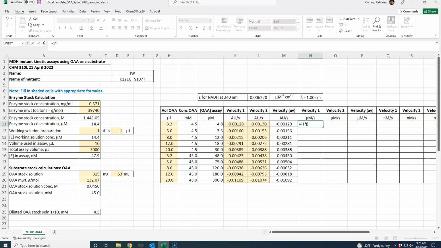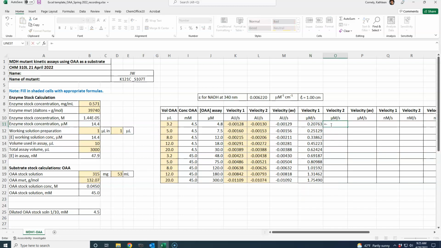So the next thing I want to do is, I have the extinction coefficient for NADH in micromolar. Using Beer's law, I'll take the absorbance divided by the extinction coefficient, and I don't have to worry about the path length because that's equal to 1. Then I get the velocity in micromolar per second instead of absorbance units per second. I'm going to want to copy that too, so I'm going to change the L7 into an absolute reference, so I keep going back to my extinction coefficient. Okay, so that's the velocity for the first trial.